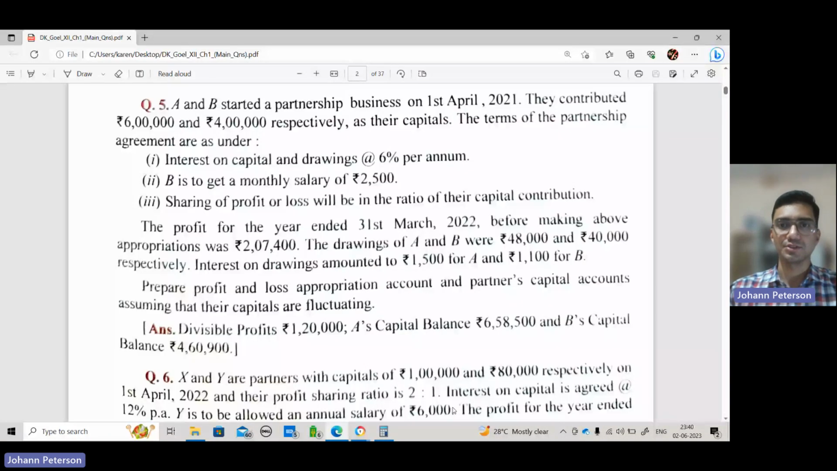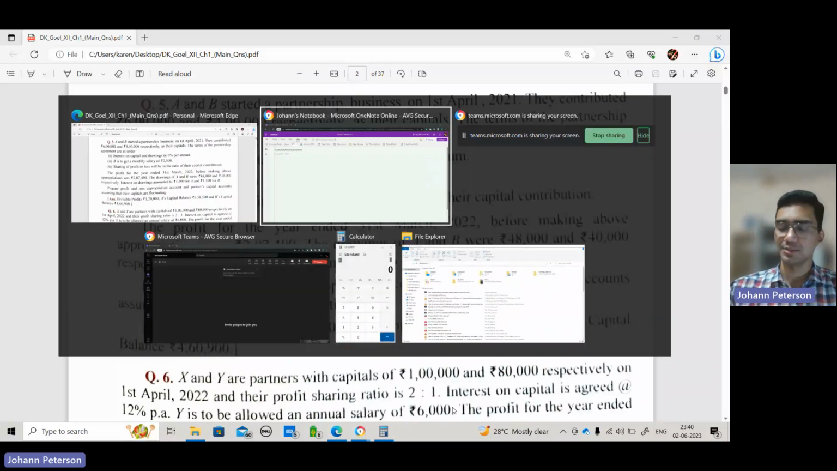It says A and B started a partnership business on 1st April 2021. They contributed 6 lakh and 4 lakh respectively as their capitals. Terms of the partnership agreement are as under. The first is interest on capital and drawings at 6% per annum. B is to get a salary of 2,500 per month, and the sharing of profit and loss will be in the ratio of their capital contribution. Then it is also given that the profit for the year ended 31st March 22 before making the above appropriations was 2,07,400.